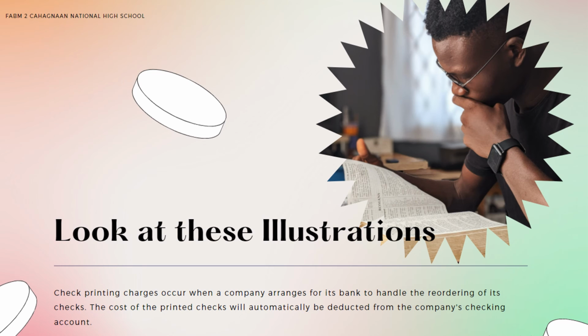Check printing charges occur when a company arranges for its bank to handle the reordering of its checks. The cost of the printed checks will automatically be deducted from the company's checking account. So, yung mga cheque na yan, hindi yan basta-basta ibinigay ng bangko sa'yo, kundi may charge yan. Okay?